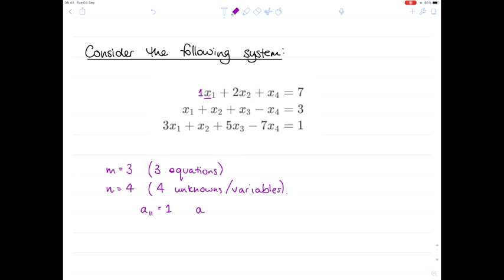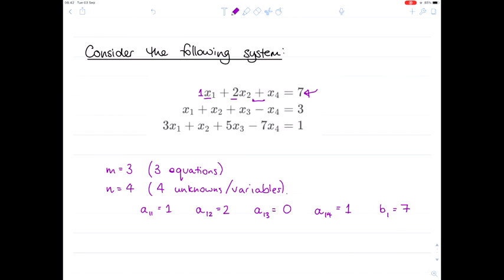Our second coefficient, so our coefficient of the second variable, a12, is 2. Now notice we don't actually have an x3 in this equation, so this tells us that the coefficient of x3 in our first equation must be equal to 0, and our coefficient for the variable x4 is going to be equal to 1. And then finally, our constant term for the first equation is b1 is equal to 7.